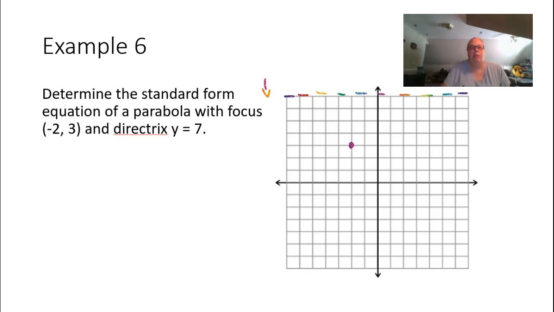Now, we can find the vertex pretty quickly. Remember what I said, the vertex is supposed to be exactly halfway in between the focus and the directrix. So the total distance from directrix to focus is 1, 2, 3, it's 4 units. So that means to get to the vertex, we should go 2 units, and then to get from the vertex to the focus should be 2 more units, which would put my vertex right here at the point (-2, 5).